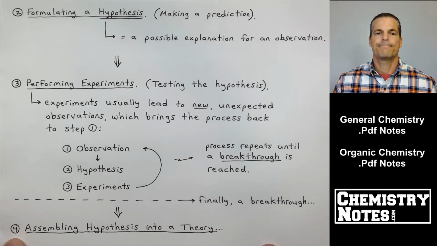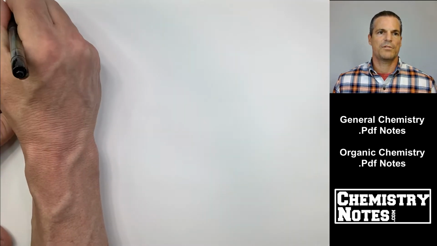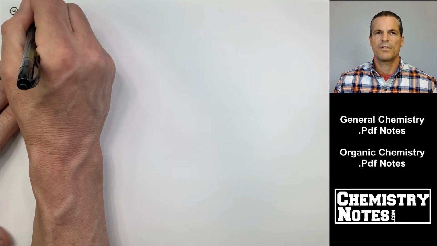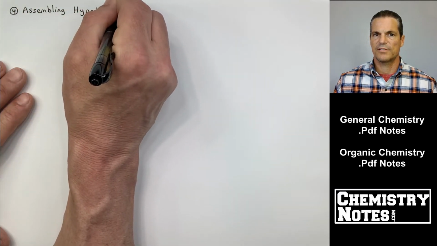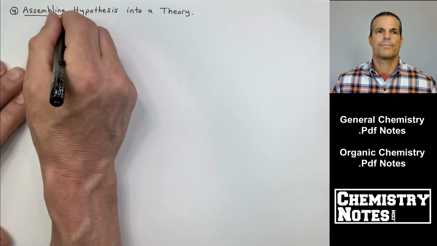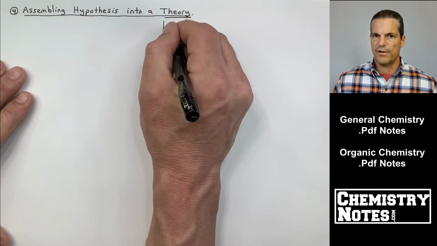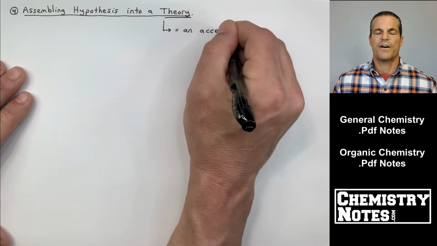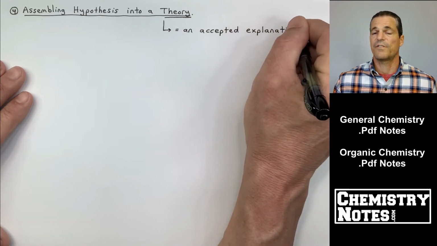Okay? So let me rewrite that so I have more room. I'm going to move to a new page of notes here. I'm just going to rewrite step 4. This is assembling our hypothesis into something called a theory. All right? So let me double underline and define theory for you. I've defined scientific method. I've defined hypothesis. Now I'm going to define theory.